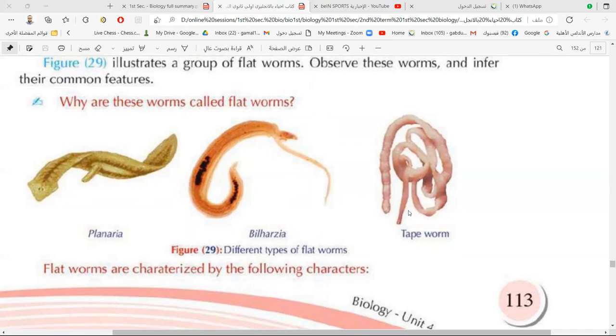And its length becomes many meters. Tapeworm is a very long worm.